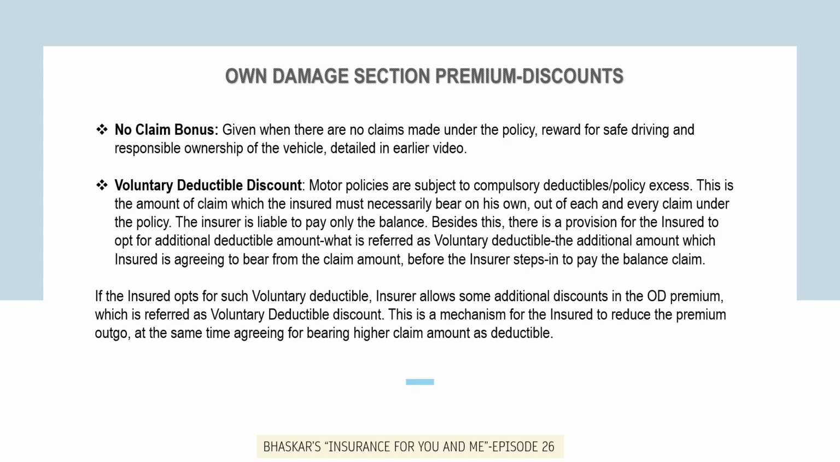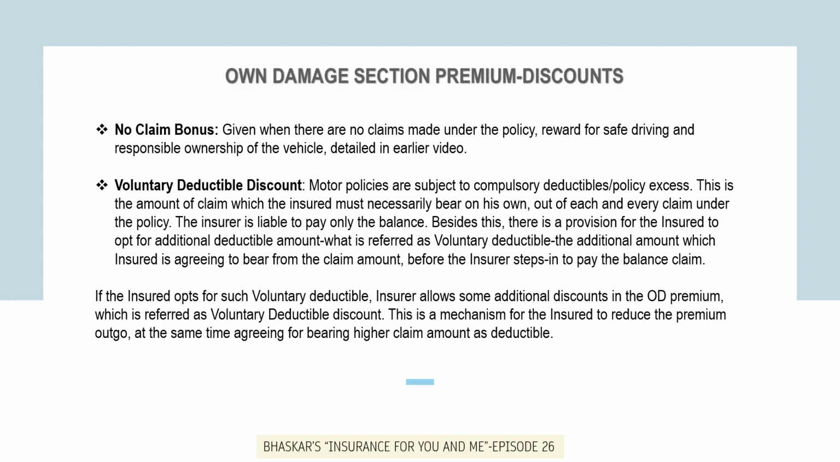Besides this compulsory deductible, there is a provision for the insured to opt for an additional deductible amount, referred to as voluntary deductible. This refers to the additional amount which the insured is agreeing to bear from the claim amount before the insurer steps in to pay the balance claim. So if the insured opts for such voluntary deductible, the insurer allows some additional discount in the OD premium, which is referred to as voluntary deductible discount. This is actually a mechanism for the insured to reduce the premium outgo, at the same time agreeing to bear a higher claim amount as deductible from his own pocket.